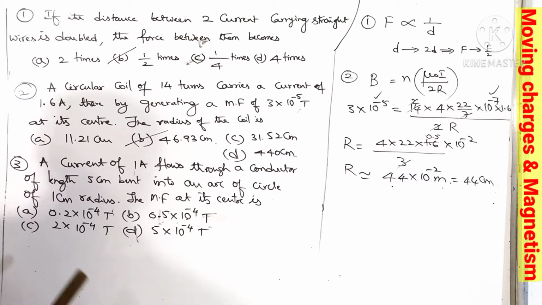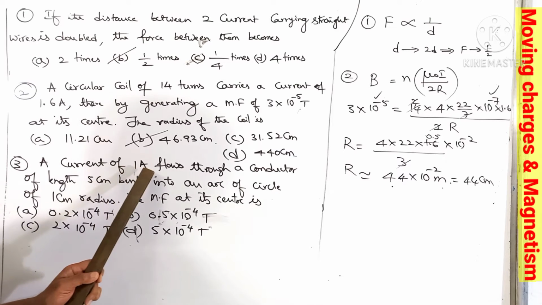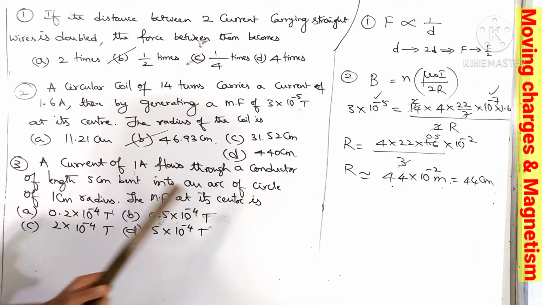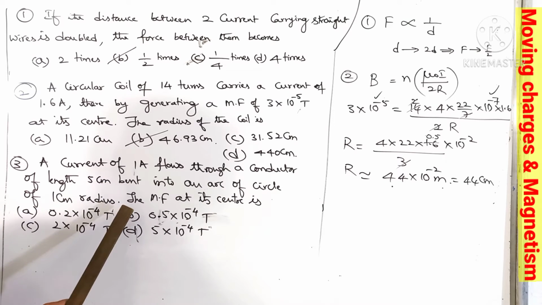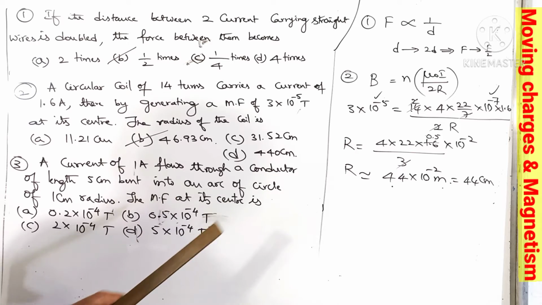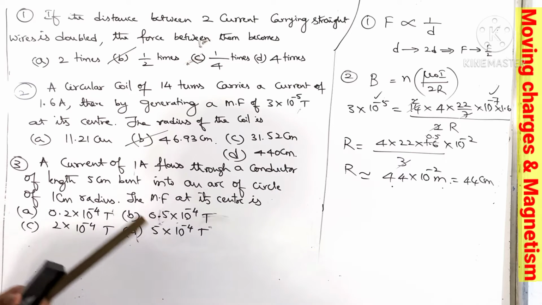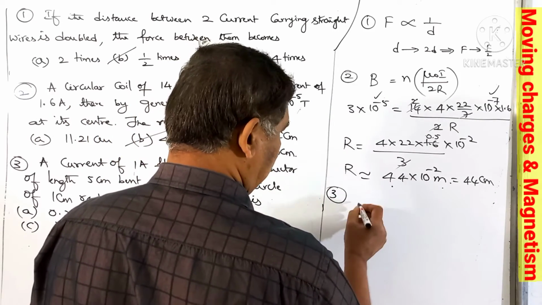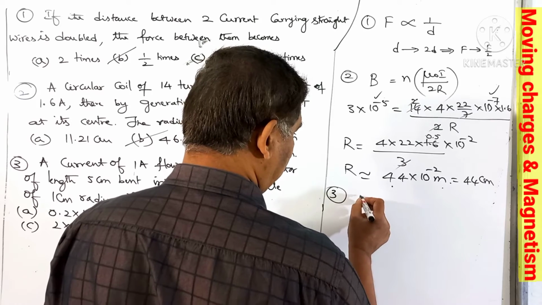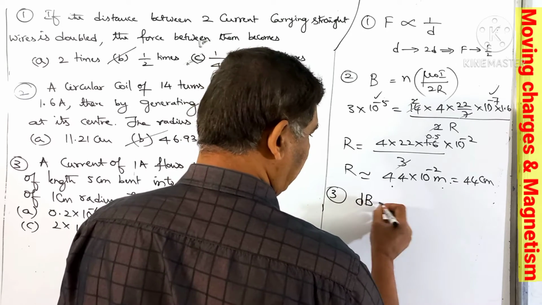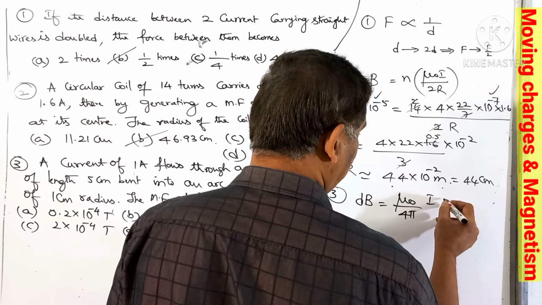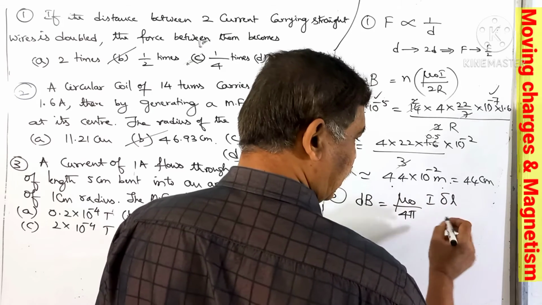Come back to the next question. A current of 1 ampere flows through a conductor of length 5 cm bent into an arc of circle of 1 cm radius. The magnetic field at its center is? Make use of Biot-Savart's law because it is not a loop. So just use Biot-Savart's law. Magnetic field dB is equal to mu naught by 4 pi I delta L sin theta by r square.